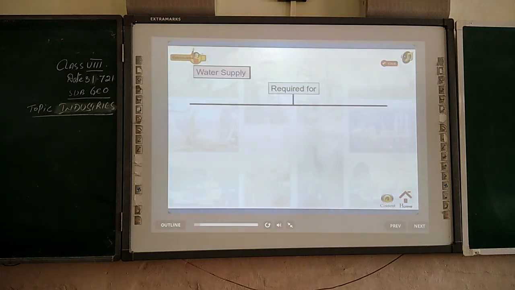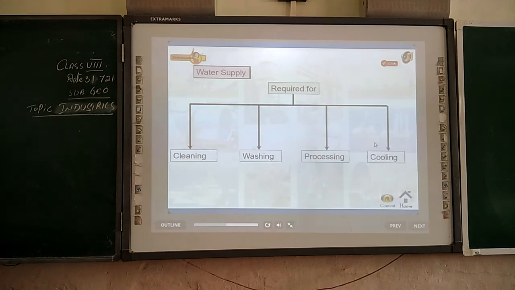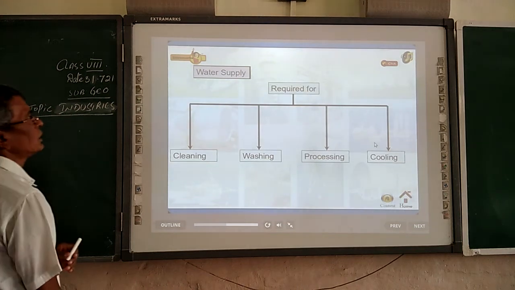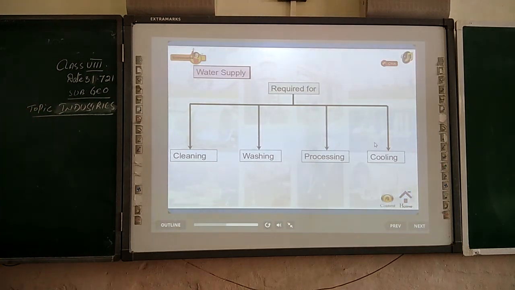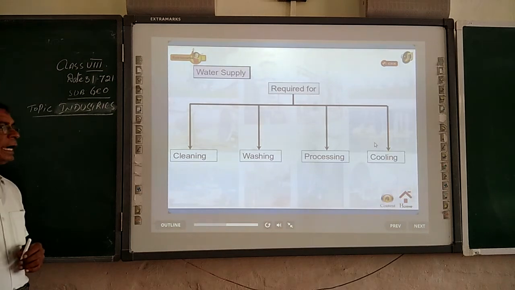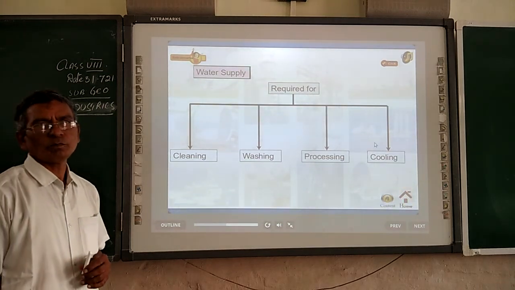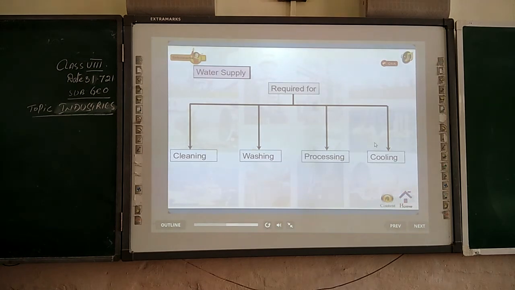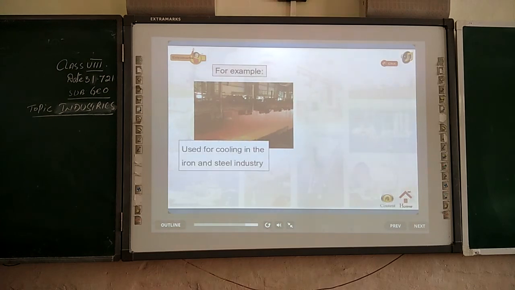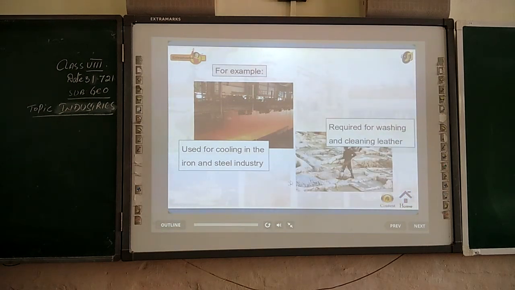Water supply. Water supply is required for cleaning, washing, processing, and cooling. What is very important is that water is required for cleaning of the machines, washing, processing, and even cooling. Right? The usage of water. The water can be supplied in the following ways. For example, water is used for cooling in the iron and steel industry. It is required for washing and cleaning leather.